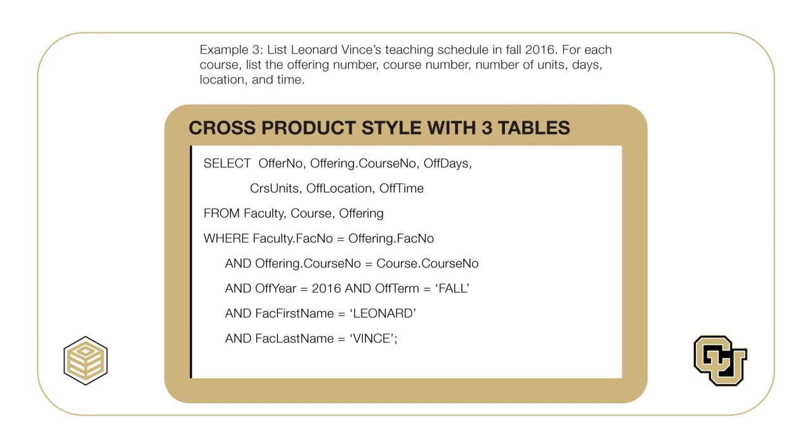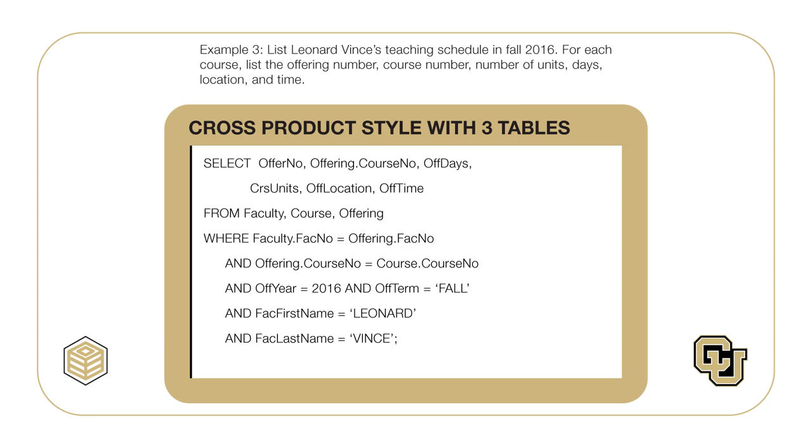Example 3 lists details about Leonard Vince's teaching schedule in fall 2016. Example 3 combines the faculty, course, and offering tables using the cross-product join style. Note that the from clause contains 3 tables, and the where clause contains 2 join conditions. Typically, a select statement with n tables should have n-1 join conditions. This formula is a practical check on your work.